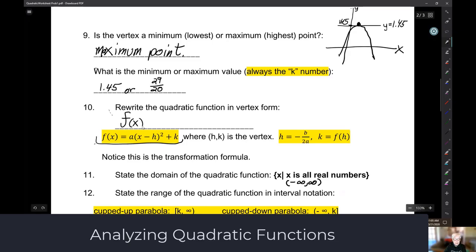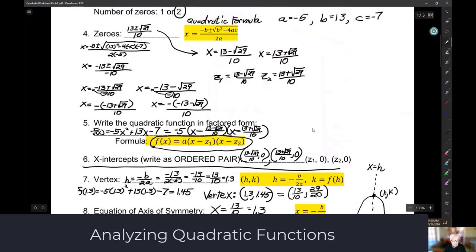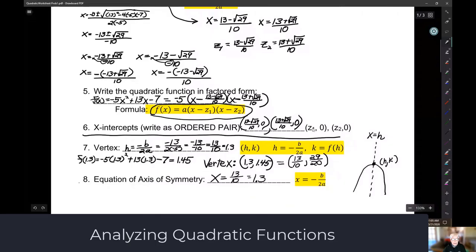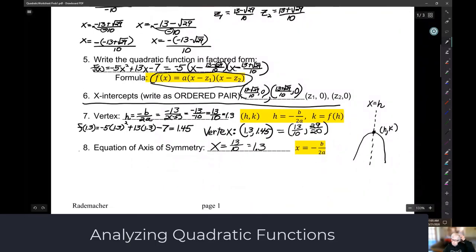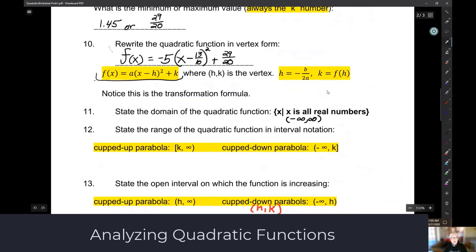F of x equals negative 5 parentheses x minus 13 tenths squared plus 29 twentieths. Is it 29 or 21? Back up here. 29. It is 29. Okay. Yep, 1.45, 29 over 20, okay. So that's how you do this. This right here.